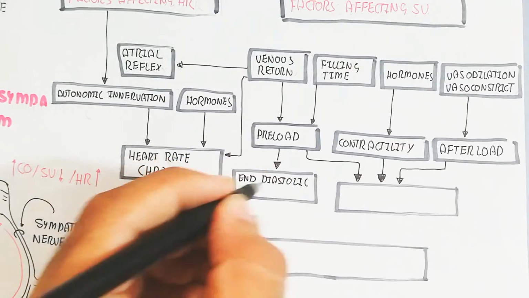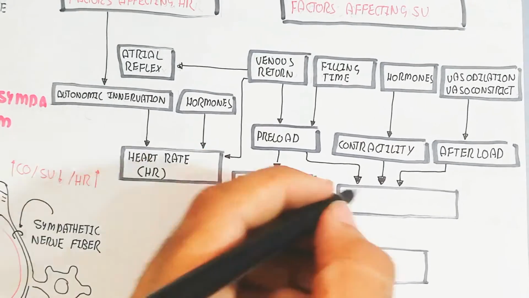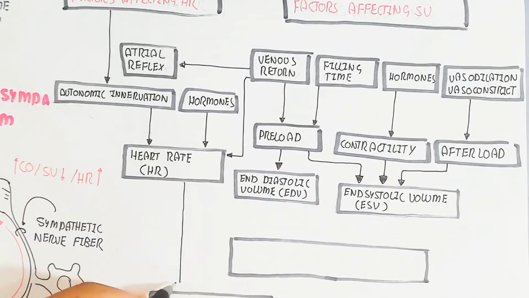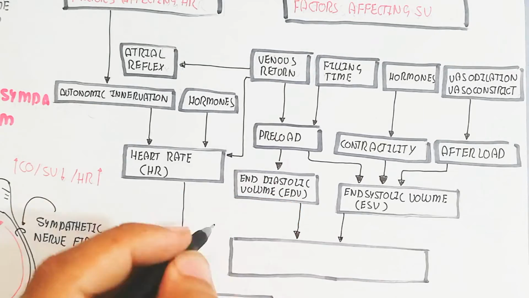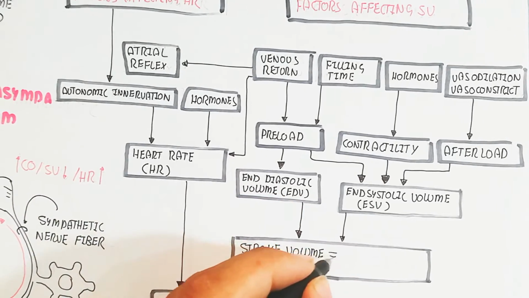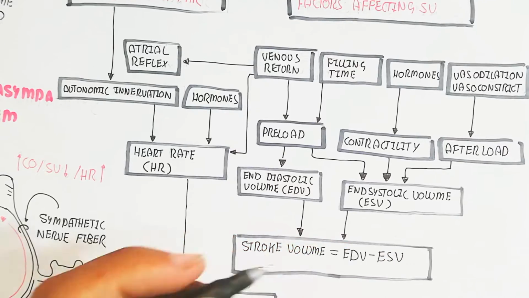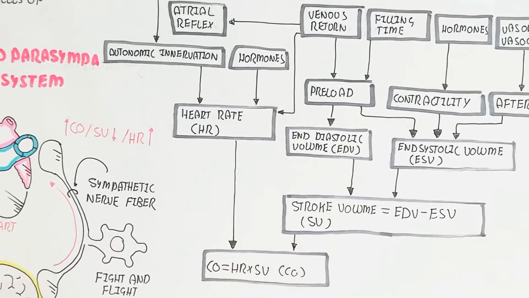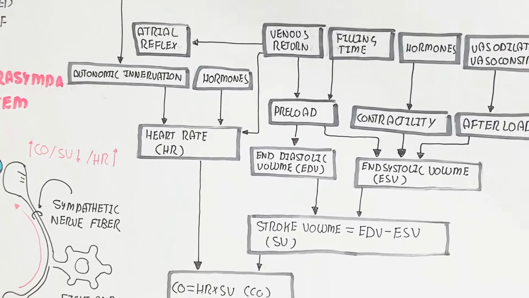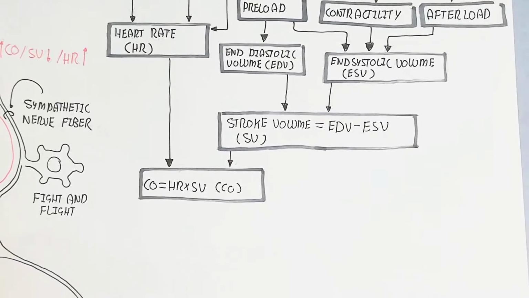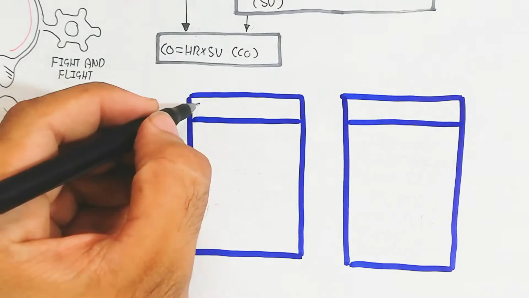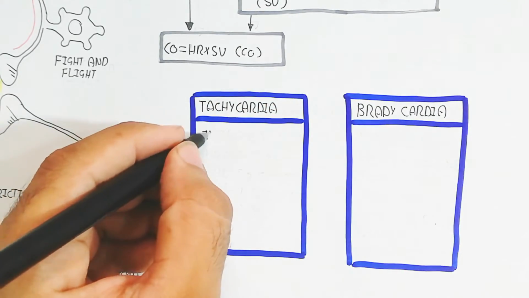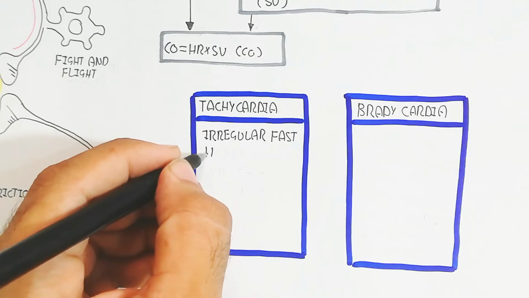And here are the hormones and the autonomic innervation, which are the factors affecting the heart rate and basically increase it. On the other hand, you can see the end diastolic volume and the end systolic volume, which collectively give the stroke volume. So the cardiac output is basically the heart rate times the stroke volume, affected by several processes and several factors.